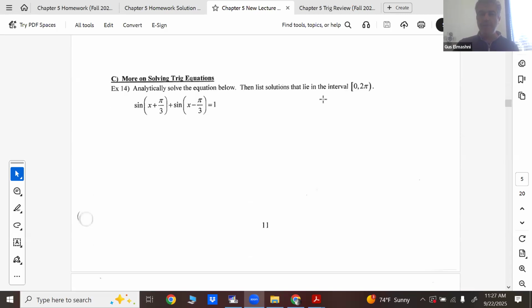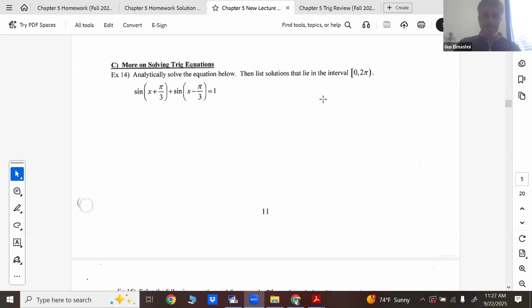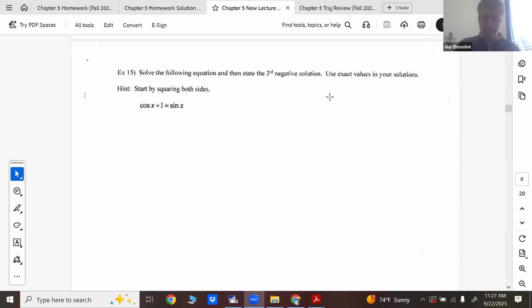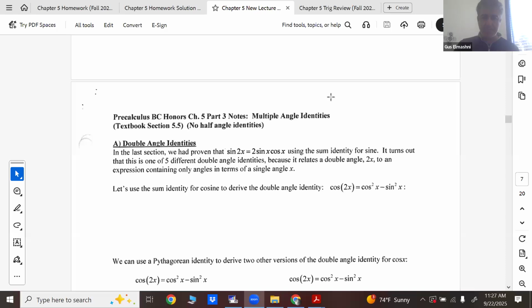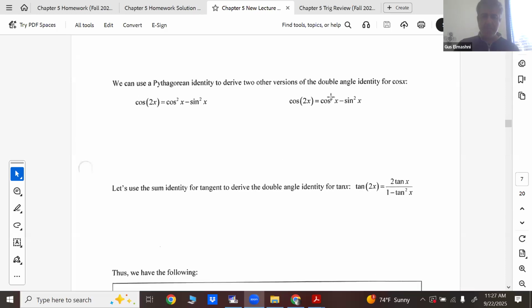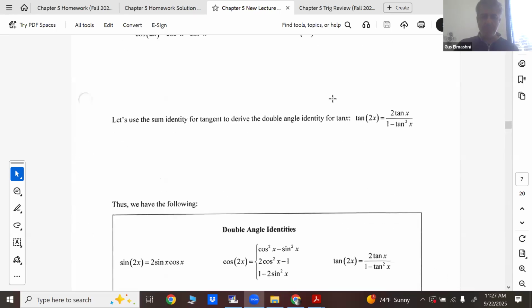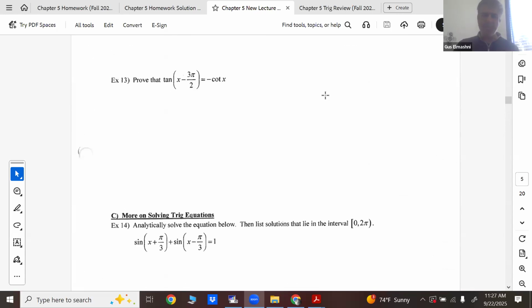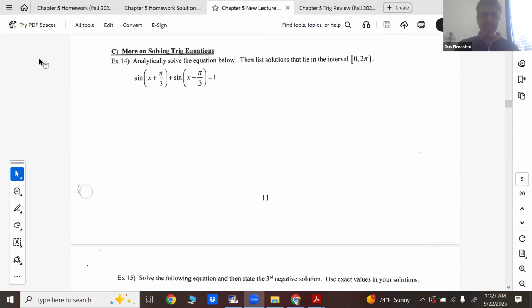Okay, so let's move on to new stuff. Let's go ahead and take a look at example 14. Then we'll do 15, which is a big one. Then we'll talk about double angle identities after that. Okay, so for 14, I'm going to skip 13. I think you guys got the idea.